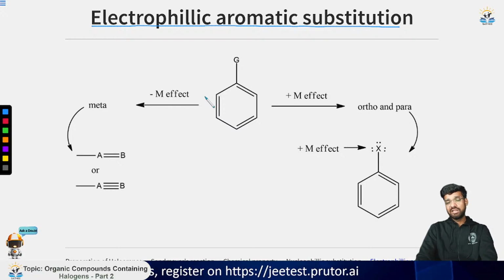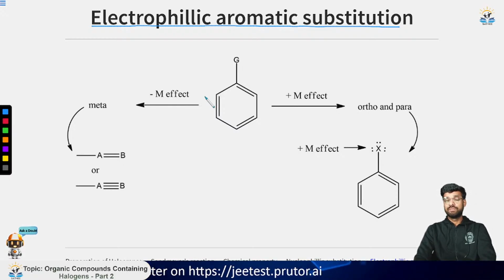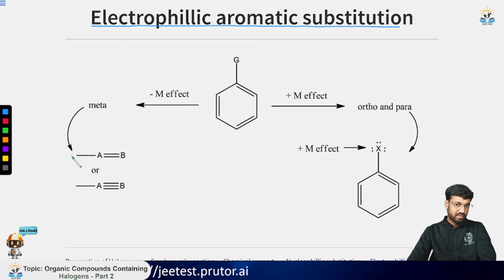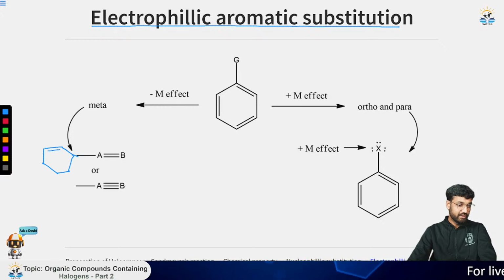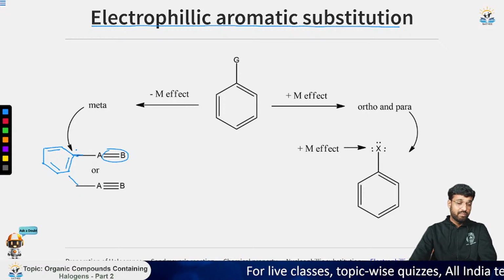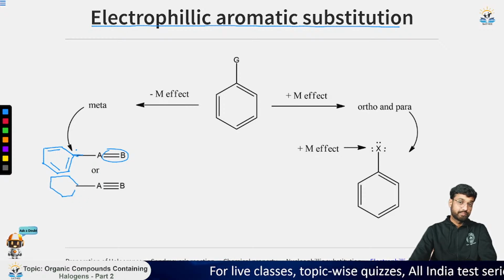Now, how will we decide that something is giving a minus M or a plus M effect? There is a simple trick to it. Say this is the group that is attached directly to benzene. So this is position A, it is attached to B, and we have a double bond just consecutive to it, or a triple bond just consecutive to it.